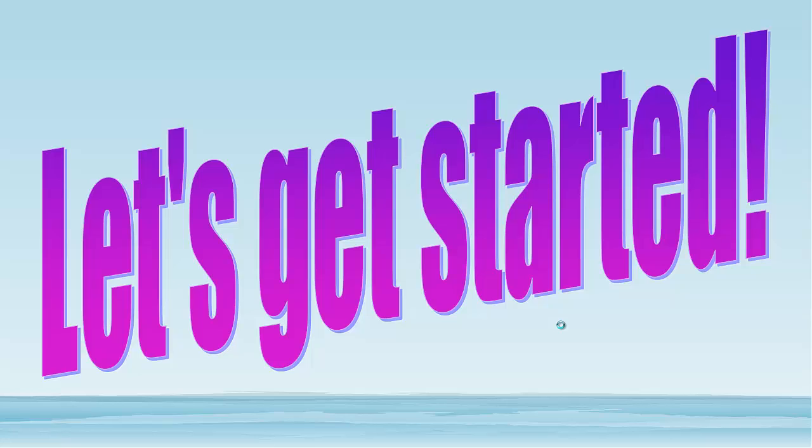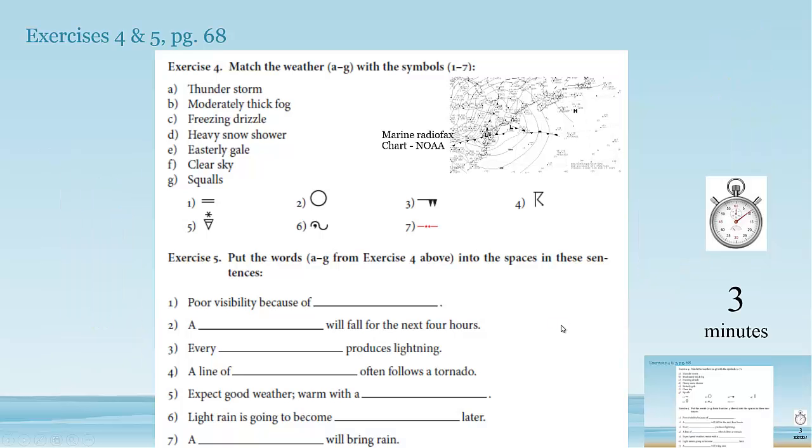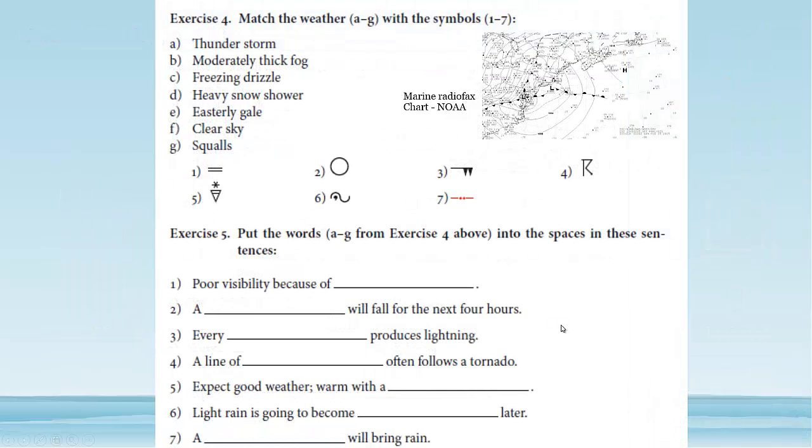All in good time. All right, so let's look at the answers now. Match the symbols with the weather. Thunderstorm, A, that would be the symbol for 4 here. Thunderstorm, okay? Moderately thick fog, that would be 1, the double lines.